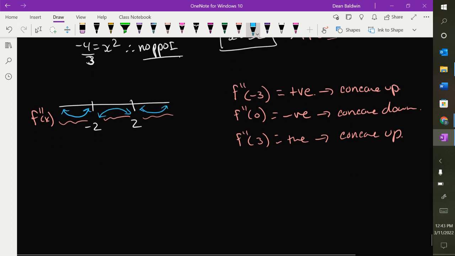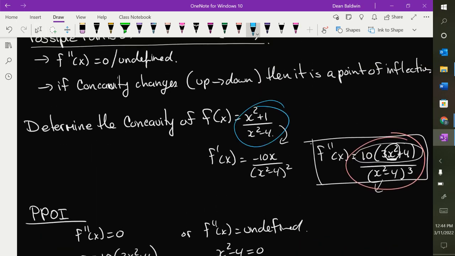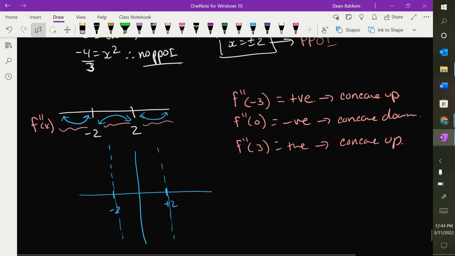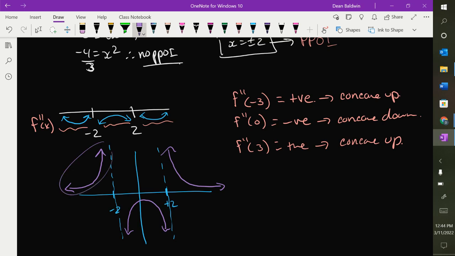If you want to know what this graph looks like, we actually have vertical asymptotes. If you look at the original function, vertical asymptotes at plus minus 2. And the graph looks like this. Concave up from negative infinity to negative 2. The graph looks like that. It's concave down on the next interval, so it looks like that. And it's concave up.